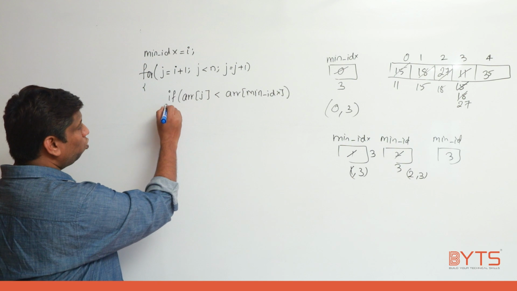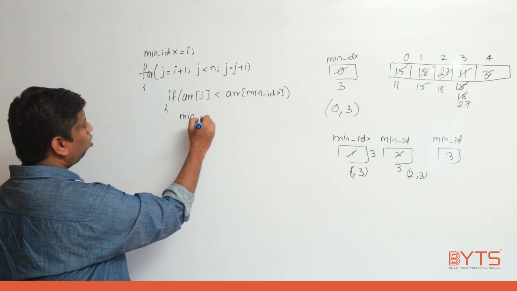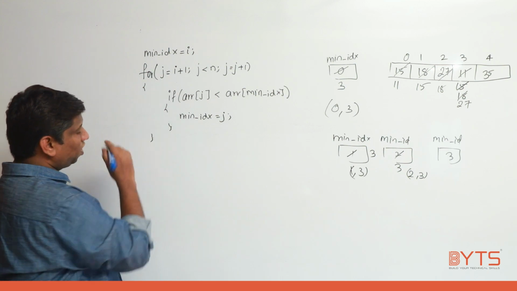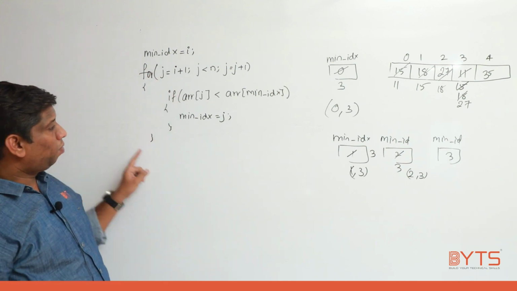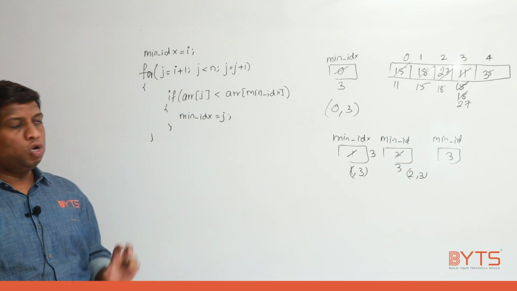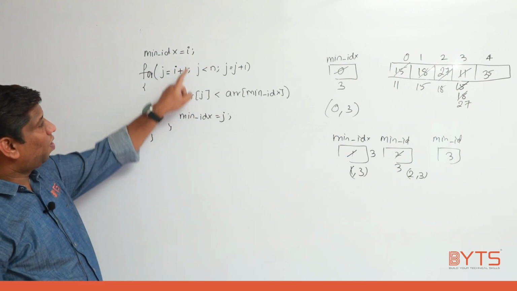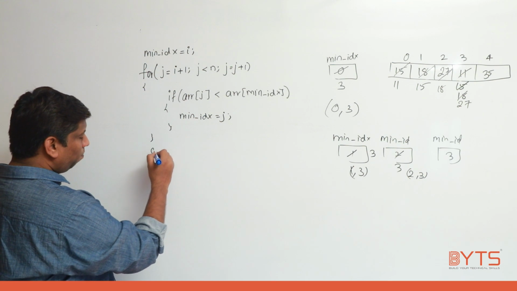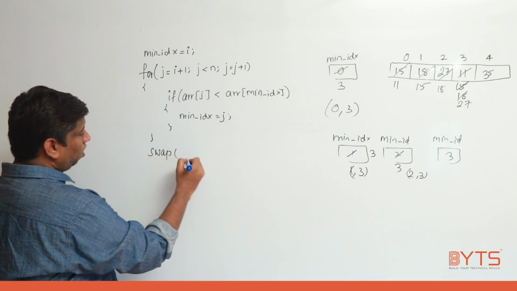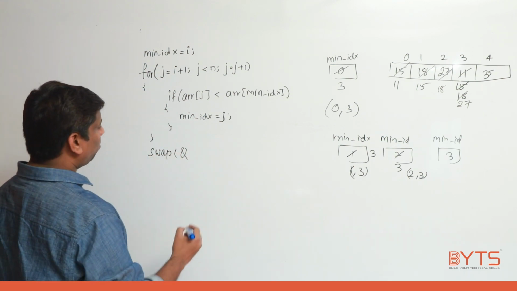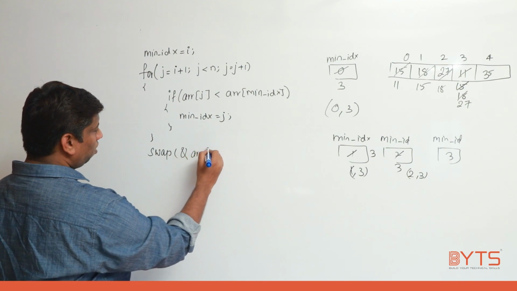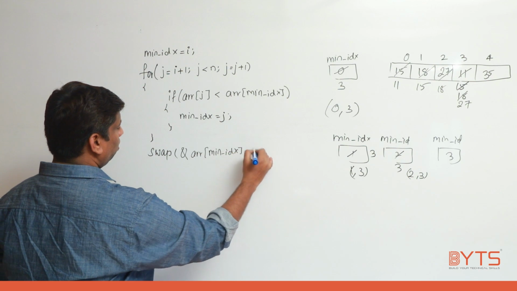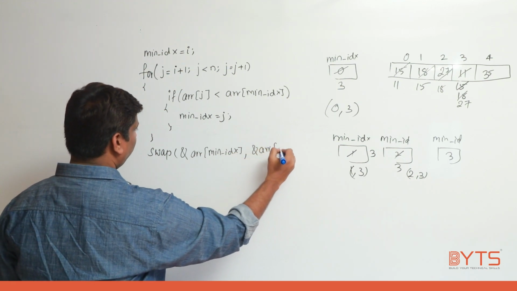That is the reason. What should I do? Min index is equal to j. Completed. Once this logic is completed, min index will contain what value? Minimum value. And I need to swap the min index value and the i value, right? That's what I told, 0 and 3, right? So what can I do here? Swap. Address of ARR of min index, comma, address of ARR of i.